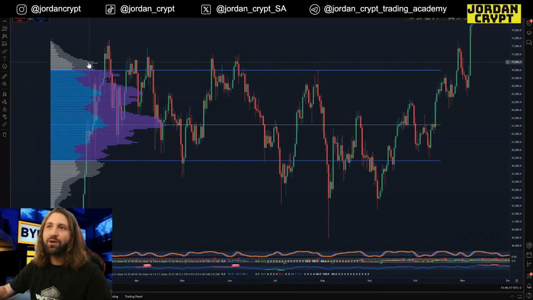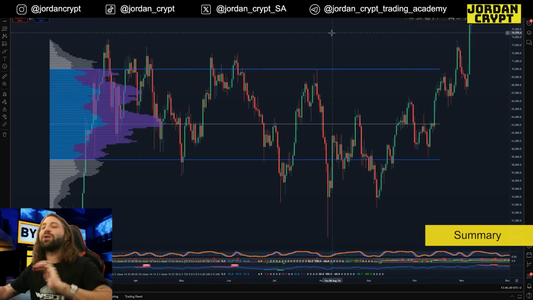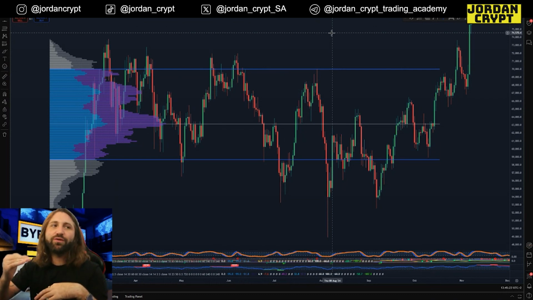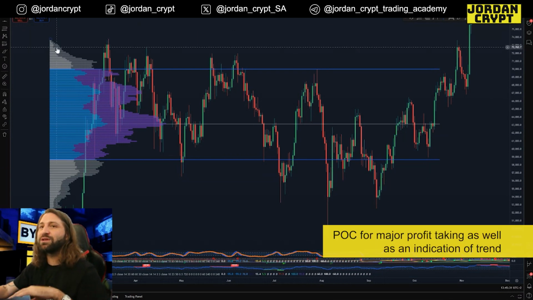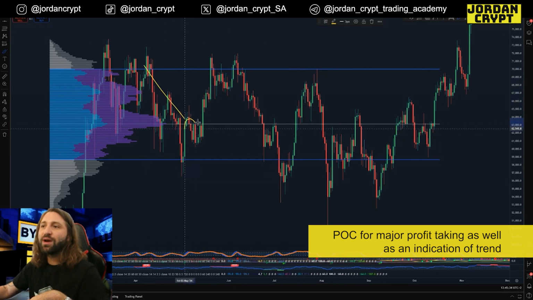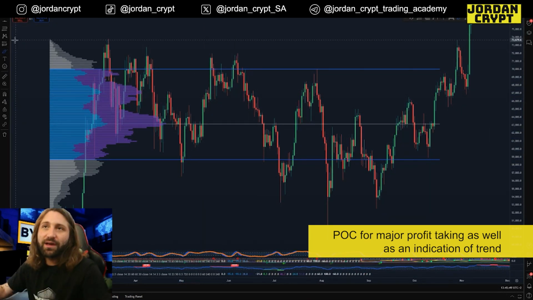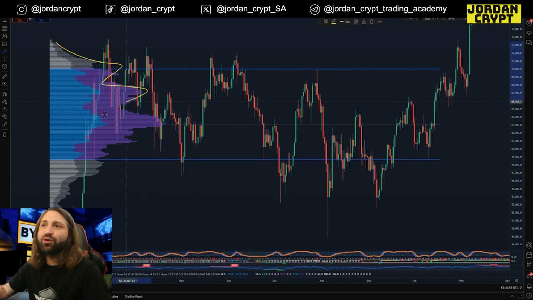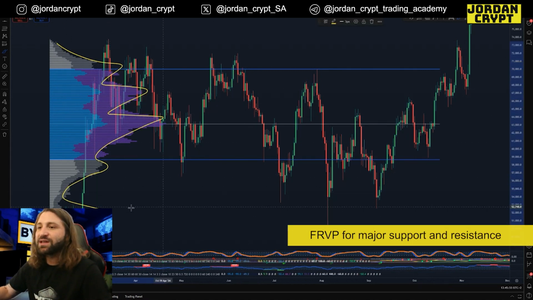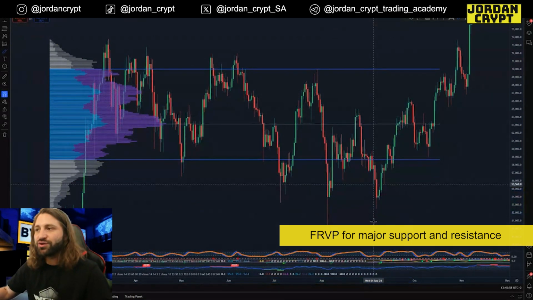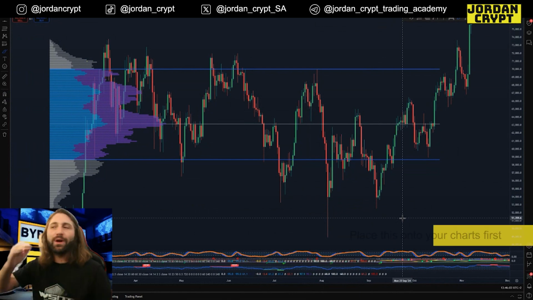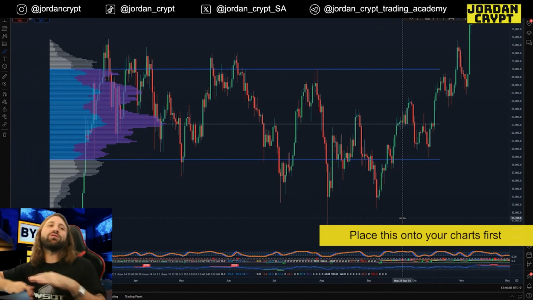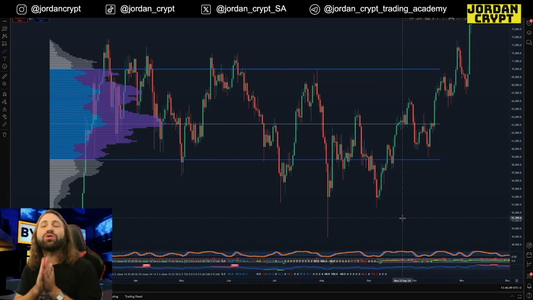A little bit of a recap: we use the fixed range volume profile to understand value area high of the range, to look for opening short positions. We look for value area low of the range for opening our long positions. We look at the POC for major profits, as well as an indicator of the trend. Are we going to the bottom? I mean, there's so many applications for this, but you can use it to identify your major support and resistance levels. So significant, so important. And this is really what I would suggest as your first indicator to draw when you come onto the charts. And this can really be used on large market cycles. It can even be used on very small time frames.